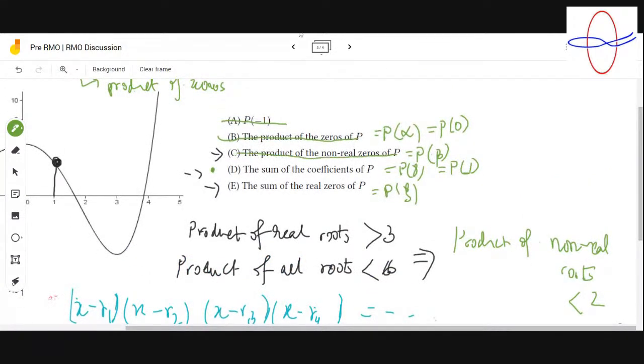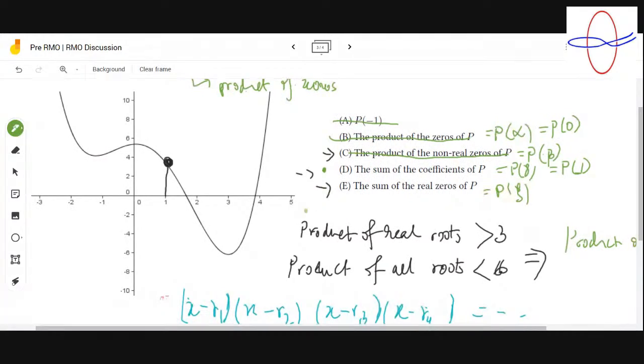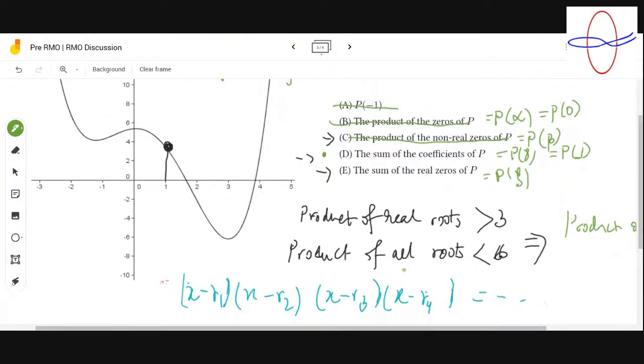All of you understood this really beautiful idea? Is the product of real roots actually greater than 5? No, greater than 3 and greater than 1. See, we don't know the numbers, okay? We can actually tell something about it. But yeah, we got the idea, right? This is a really beautiful problem. I like this problem a lot.